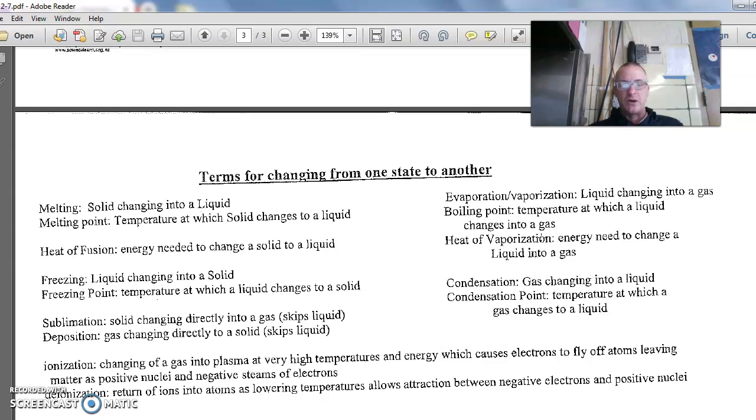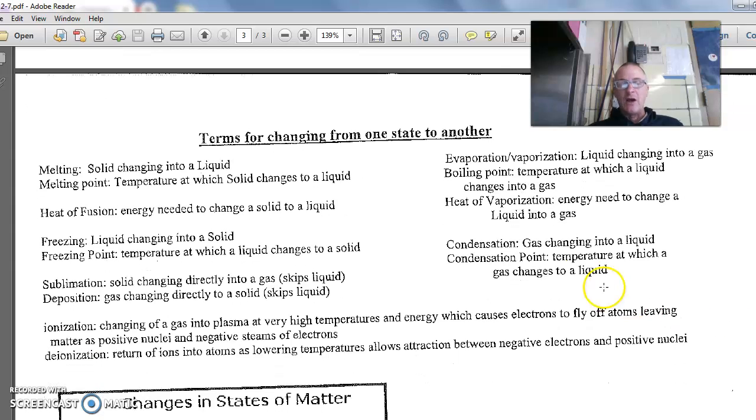Now, what do we call it when a gas changes into a liquid? That's called condensation, the process of a gas changing into a liquid. The temperature at which that occurs is called the condensation point. Condensation point, the temperature at which a gas changes to a liquid.